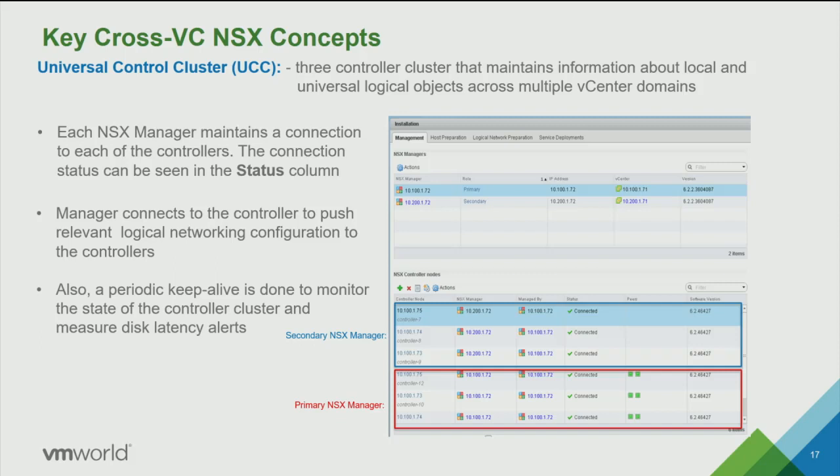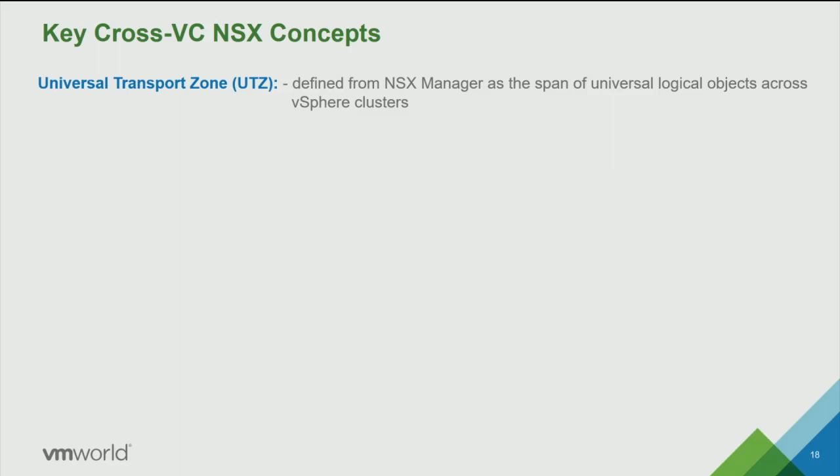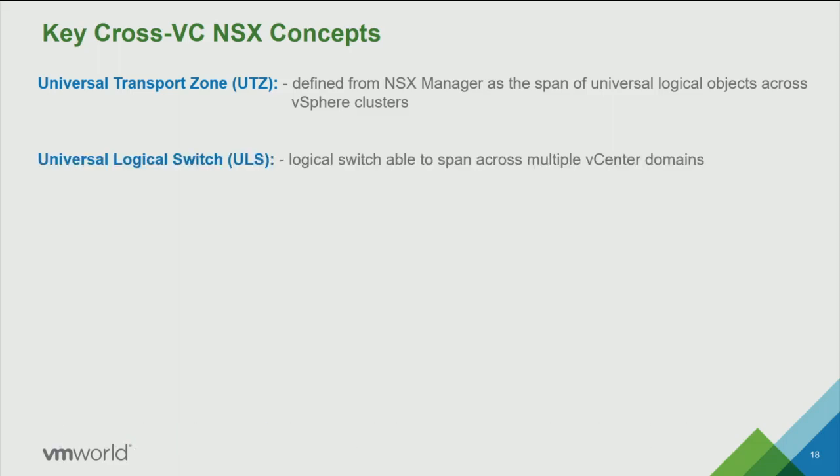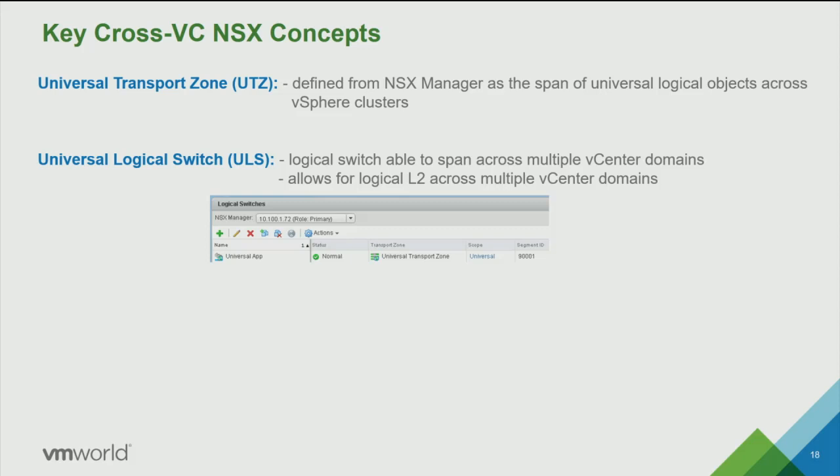Okay, now the universal transport zone. You're familiar with the local transport zone. That's the boundary of your local logical switches. The universal transport zone is the boundary of your universal networks. The concept is the same, but now you're in a universal context. A universal logical switch is the same thing as a logical switch, but it can span multiple vCenter boundaries. What defines whether a logical switch is local or universal depends on which transport zone it's deployed in.